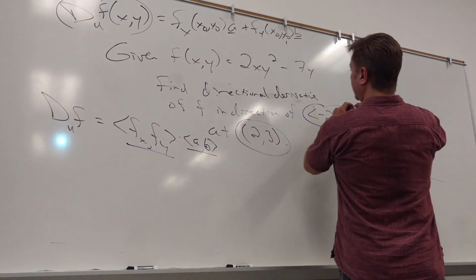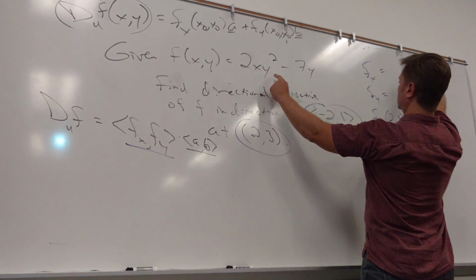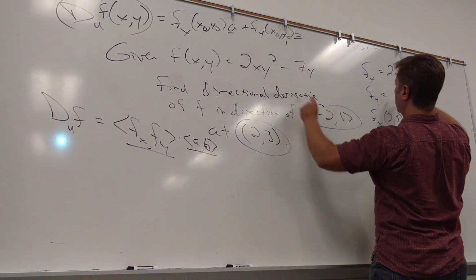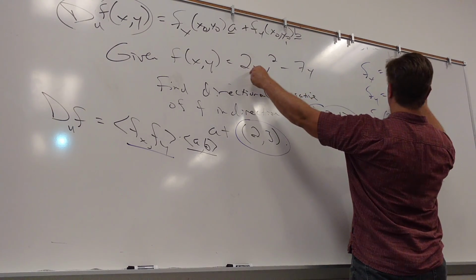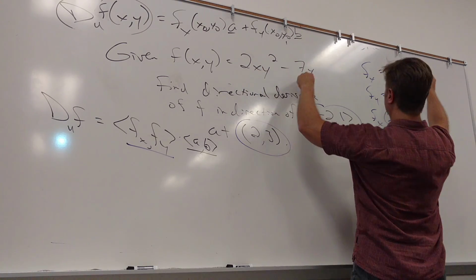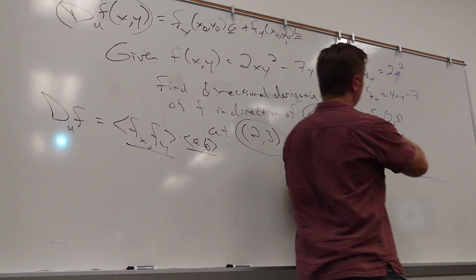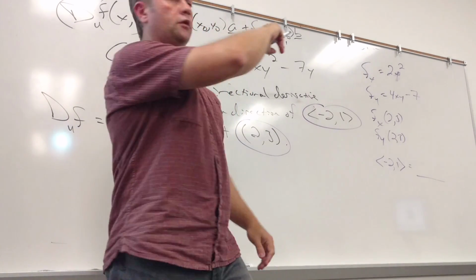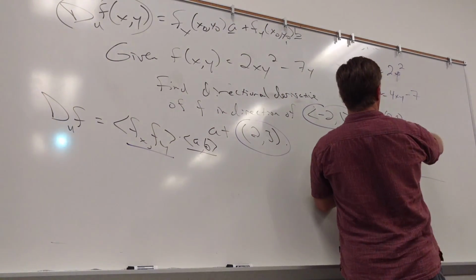All right, you guys, what do you get for fx? 2y squared. Yeah, 2y squared. And what about fy? 4xy minus 7. 4xy minus 7. I like it. And then we got 2, 3, the only thing I have to worry about.